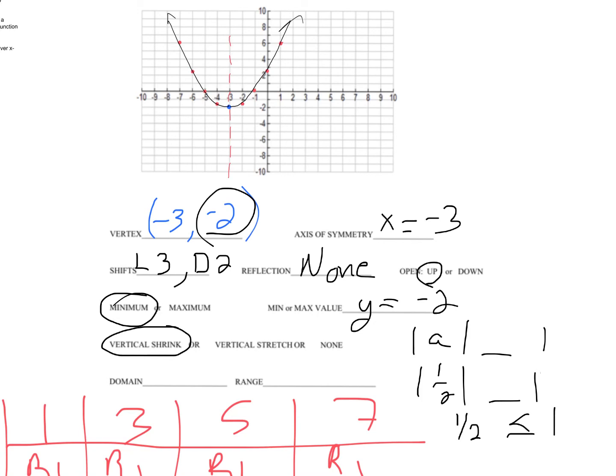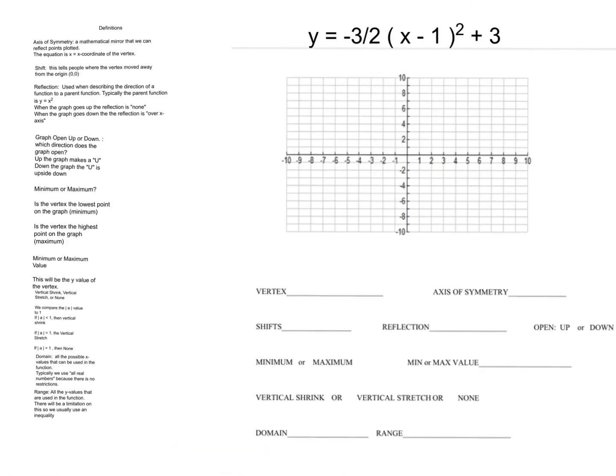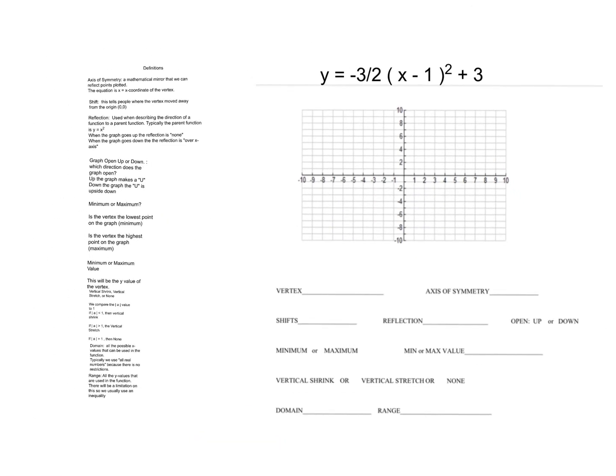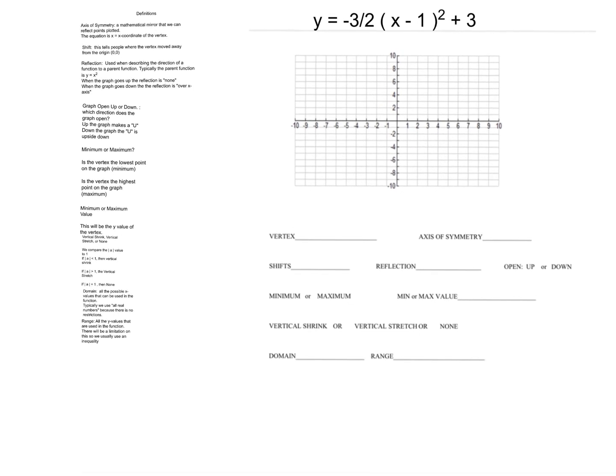Alright, domains. There's no restrictions or no holes in my graph, so all real numbers. The y's, now notice all my y values are going to be bigger than -2. So y's are going to be greater than or equal to -2. And there's that one. Alright, so I'll let you try this one on your own. Let's see how you do. I'll give you about a minute to work on it, and then we'll talk.